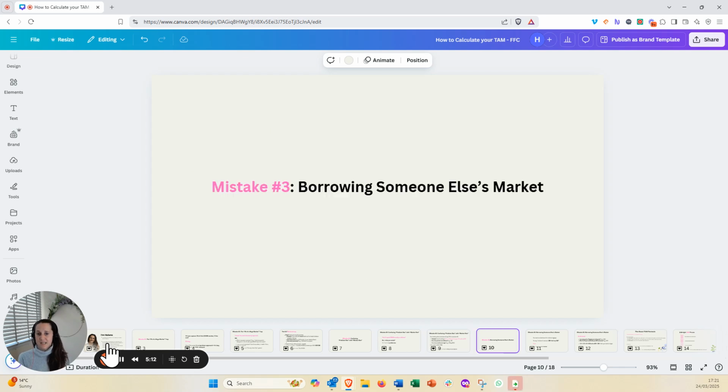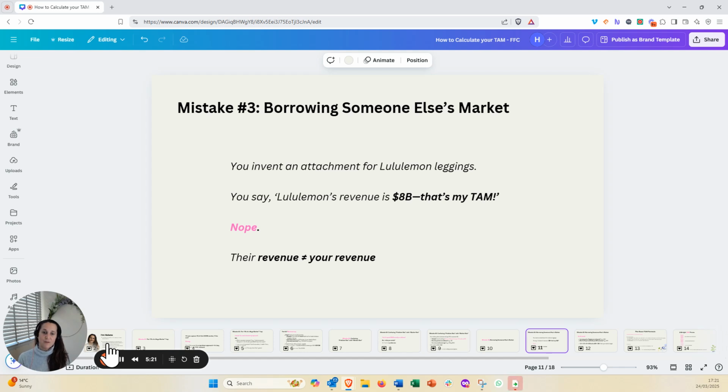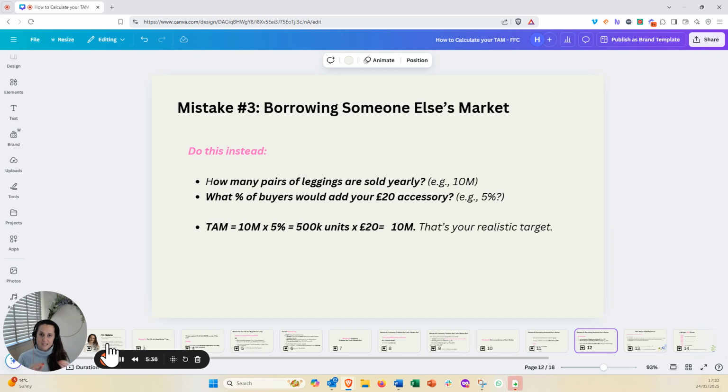And then another mistake is borrowing somebody else's market, and this can be when your business is associated with another one. So let's say you invent an attachment for Lululemon's leggings, and then you see that their revenue is 8 billion, and you say that's my TAM. Well, no, that's their revenue, and it doesn't equal your revenue. So again, we kind of have to break that down slightly differently.